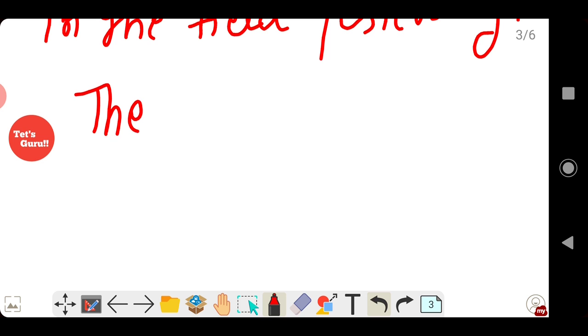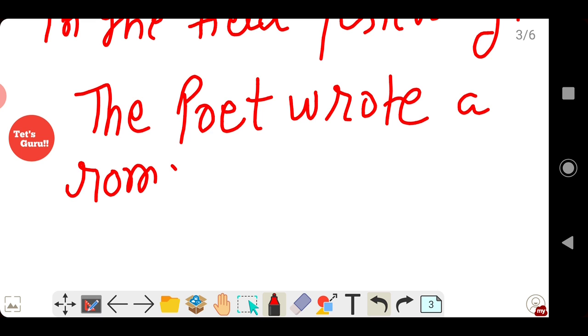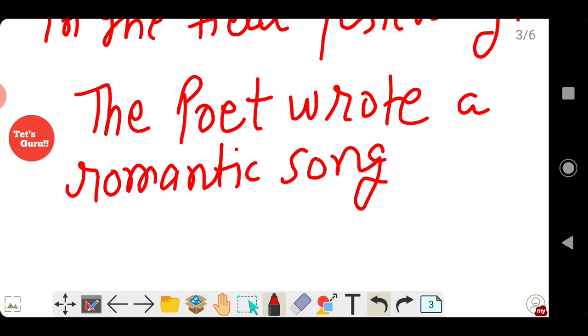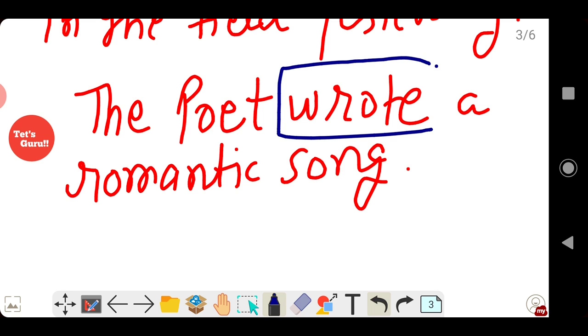The poet wrote a romantic song. Wrote is the second form of the verb write, you know that. The poet wrote a romantic song.